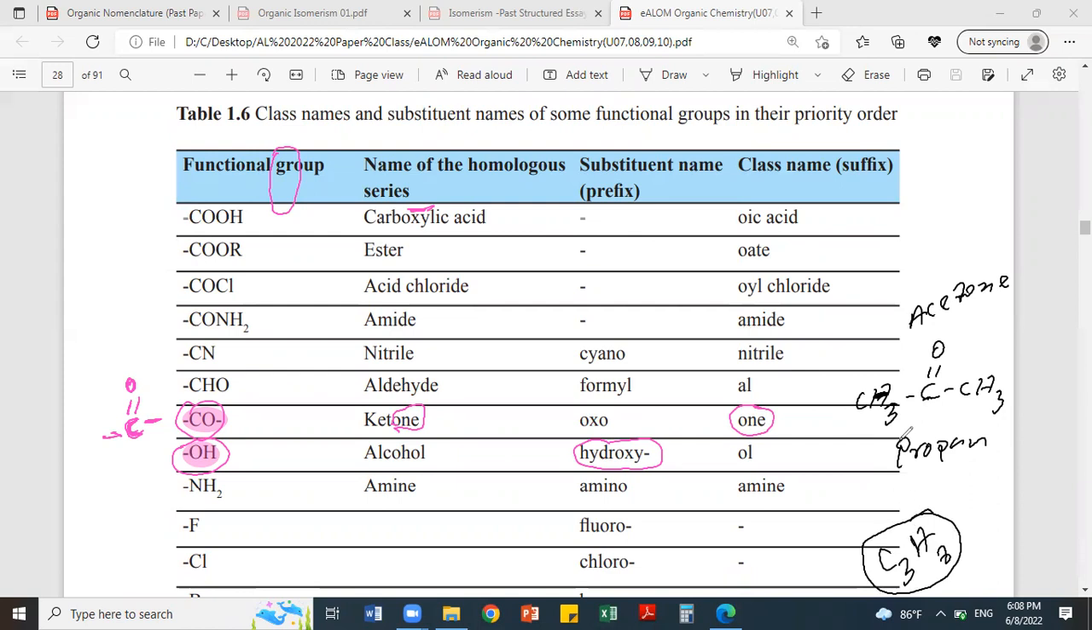Now it's C3, but H6 and O. H6, not H8, H6, and then there will be an oxygen atom in the middle. Therefore, instead of writing propane, you omit the simple E, the last letter, and add ONE. That is a suffix here, ONE. That is called propanone. It's a ketone, the common name, the main group name, and the functional group name.